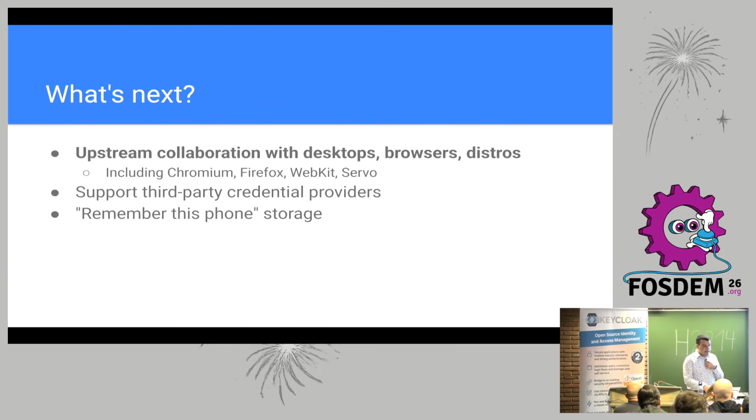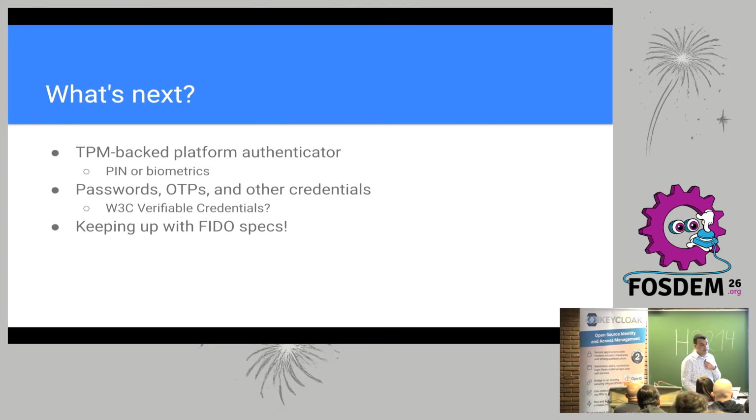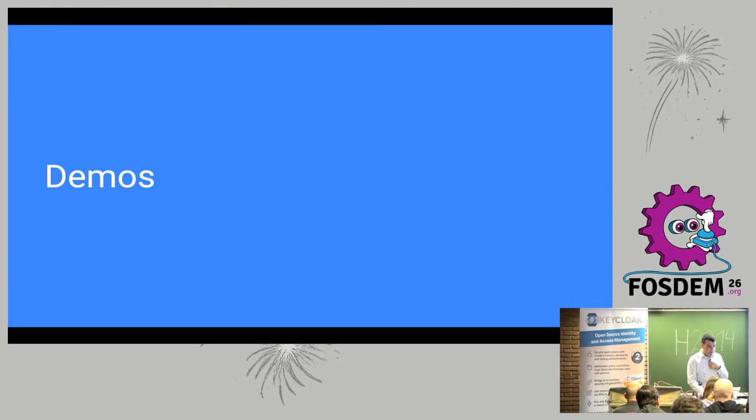And then storage for remembering devices, so if you scan a QR code, you don't have to scan a QR code every time. Third-party providers, passwords and OTPs, so other types of credentials. These may include verifiable credentials in the future, so the W3C API that can be used for digital IDs or provide proof of age. I say that because there is a lot of common infrastructure in the specifications and in the technical implementation. So the QR code flow is also shared with the digital ID flow. Finally, FIDO specs are evolving, and we're going to make sure to keep up.